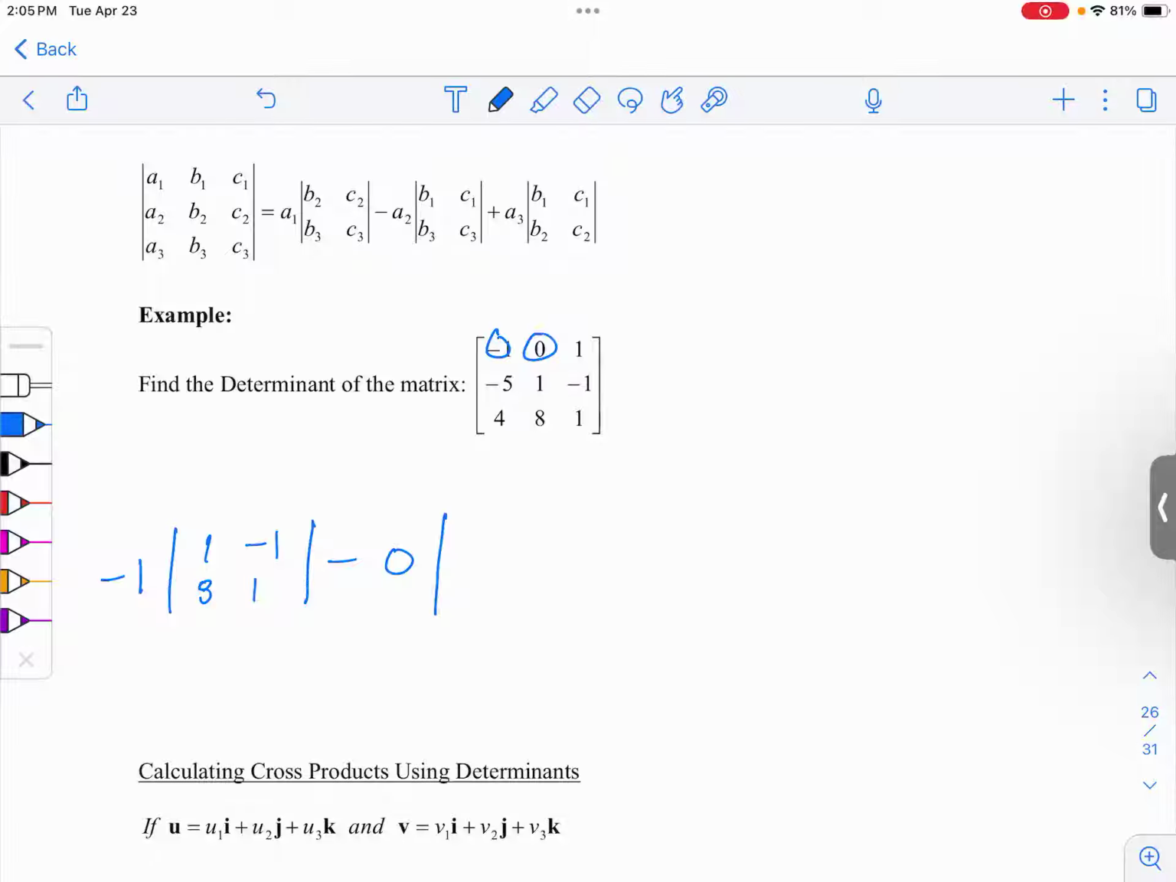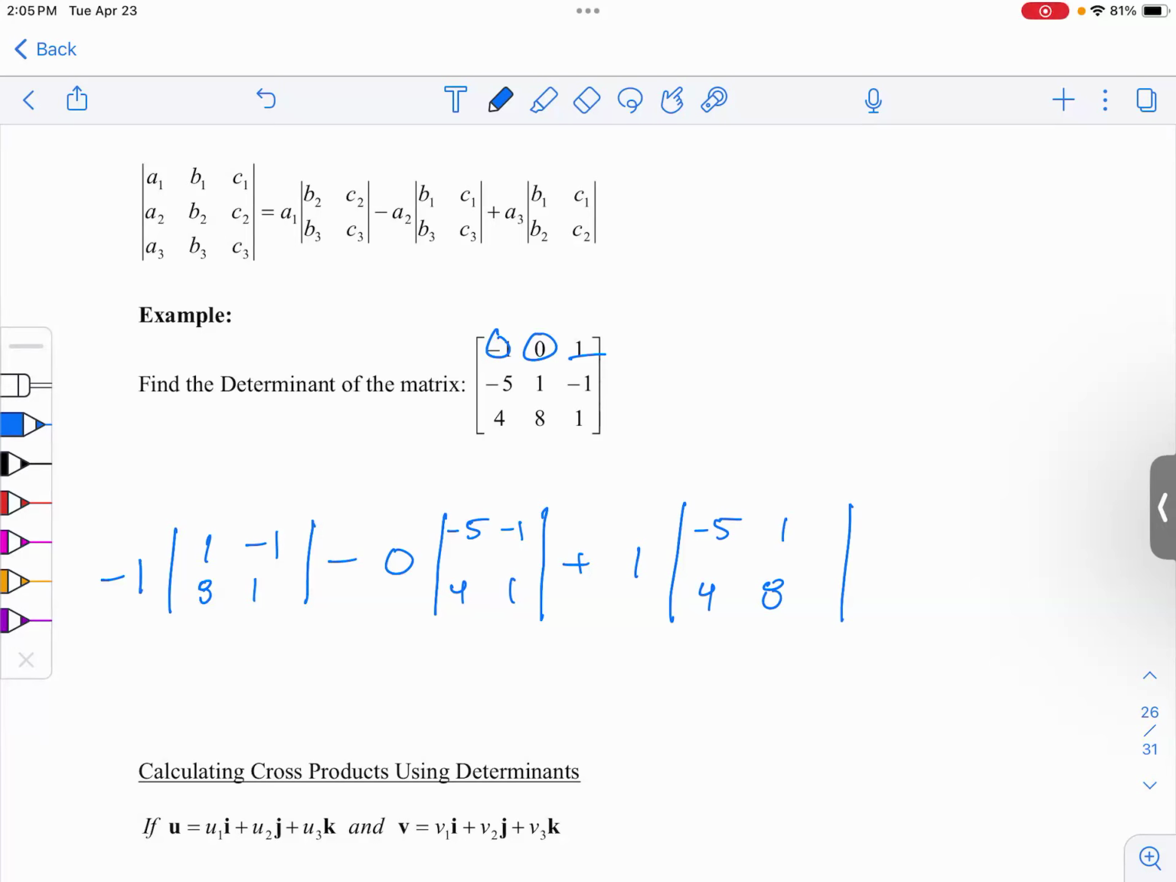What is the 2x2 determinant that remains? -5, -1, 4, 1. That is correct. So again, covering up that column and row, and that's what results with the determinant. Then plus, and I'm using that last one. What's the determinant of this last one? -5, 1, 4, and 8. That is correct. Does everyone see how we're doing this?